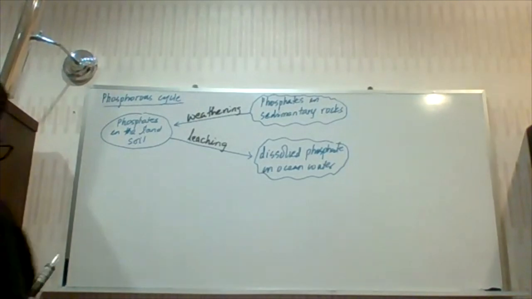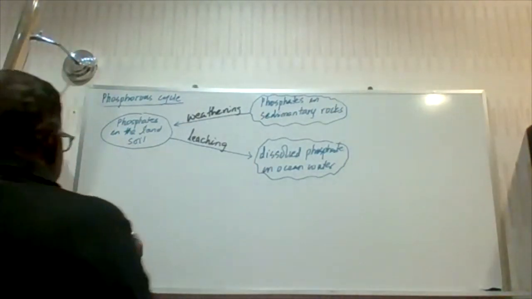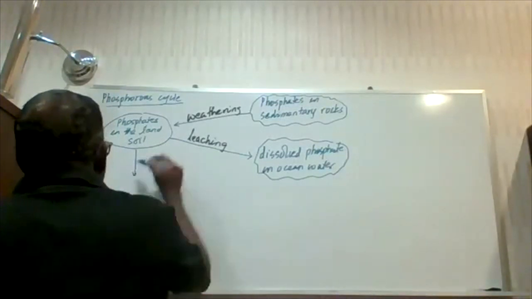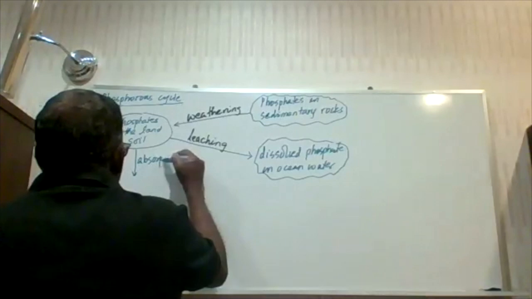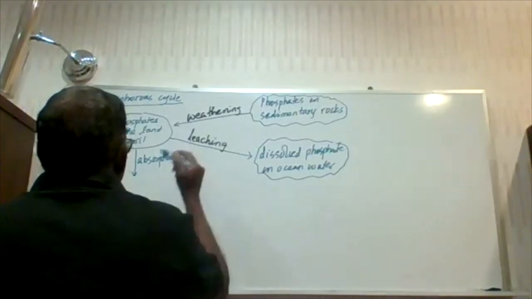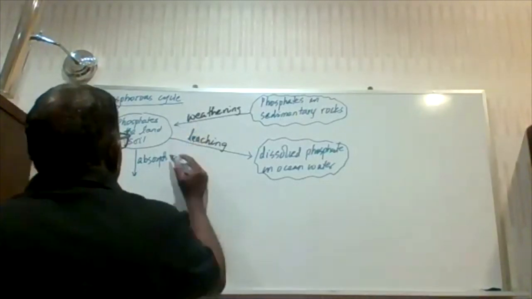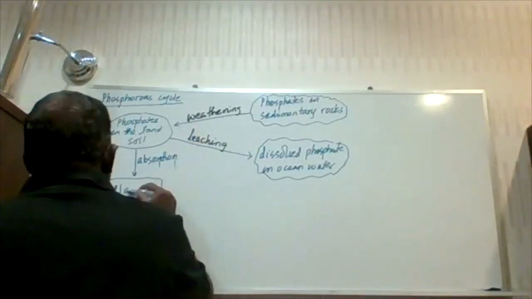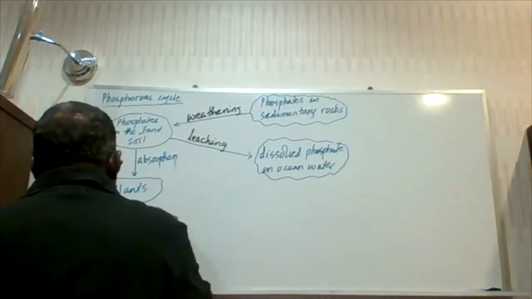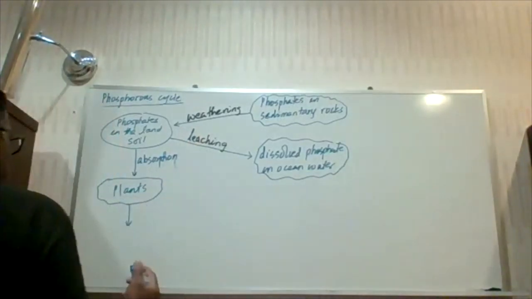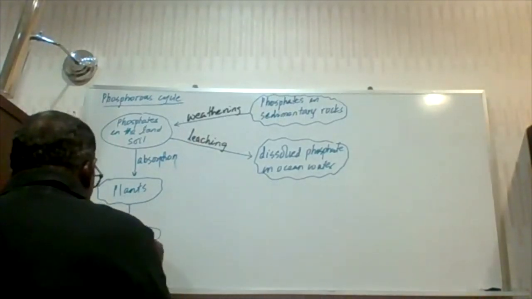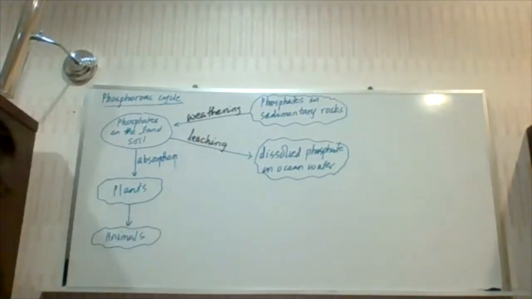Okay, so now phosphates in the land soil, what happens? Now the plant is able to absorb them, so the plants take in. It goes into the plants. And then these plants are eaten by herbivores, and then herbivores are eaten by carnivores. So I put one lump sum, it goes into the animals. So now the phosphates are in the animals. So plants and animals, we have got them.